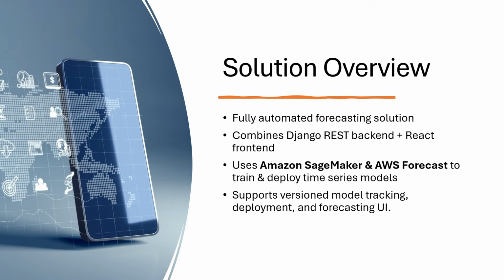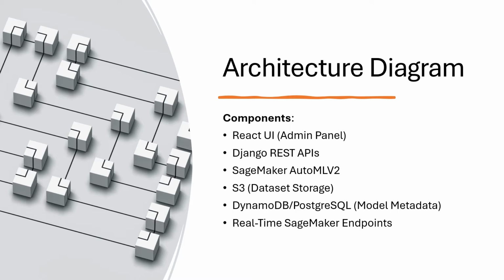In order to build this particular application, we have gone with a Django REST API backend and a React frontend. For the forecasting part, we have gone with Amazon SageMaker and AWS Forecast to train and deploy models in AWS. We have also created a versioning system within the app itself for you to track what was the latest model you have trained, what the metrics for that are, and what all the previous models you have trained are, so that you can compare whether the newly trained model is actually better than the previous one or not.